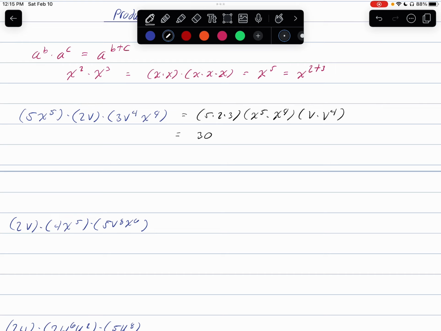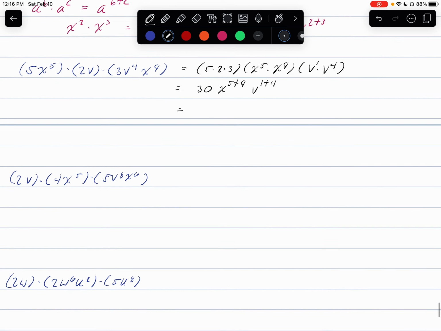And then we have x to the fifth times x to the ninth. Remember, if we have the same base, which is x here, all we have to do is add the exponents together. So this is going to be x to the 5 plus 9. And then over here we have v times v to the fourth. If we don't have an exponent here, we can think of this as v to the first. If we don't include the exponent, we have an implied 1, which means you have one of them. So we can think of this as v to the 1 plus 4.